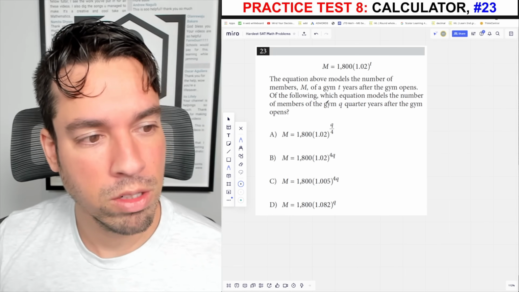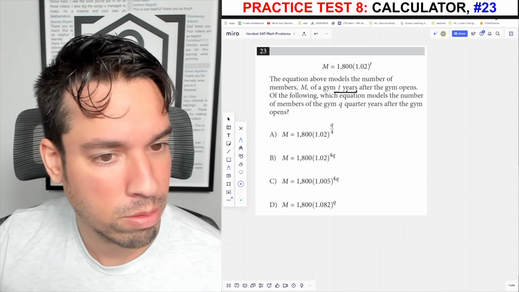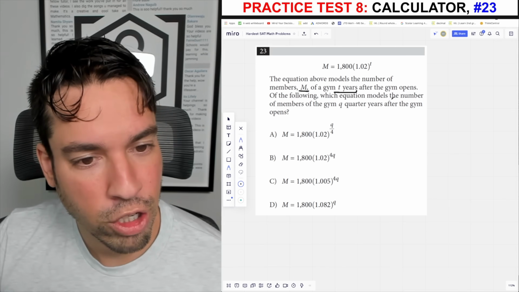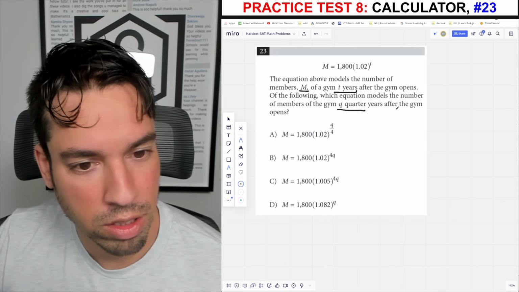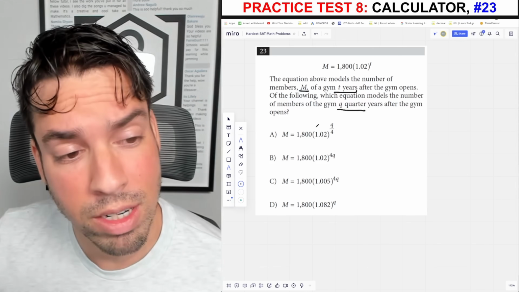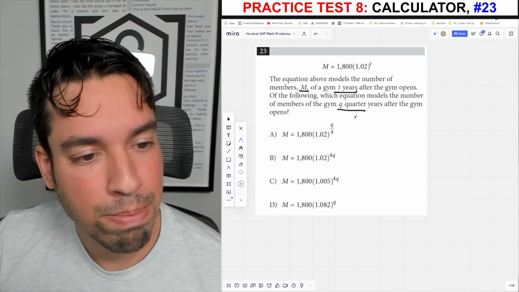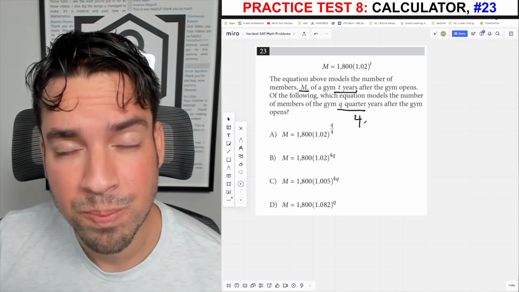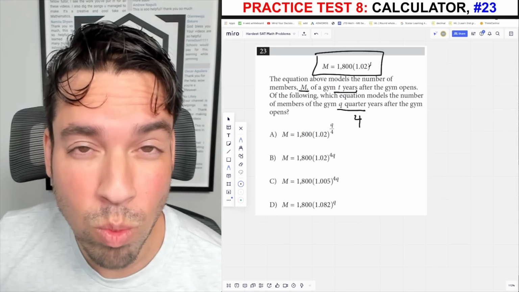The equation above models the number of members M of a gym T years after the gym opens. Of the following, which equation models the number of members of the gym Q quarter years after the gym opens? So here's the key part to a question like this, because it's very confusing which way to go. Well, it means that if I plug in 4 for Q, I should get back to this equation as if I were to plug in 1 for T.